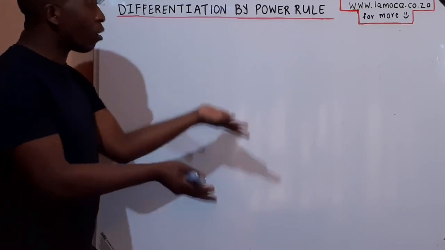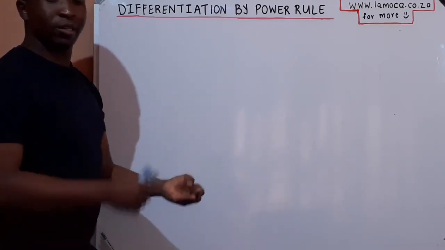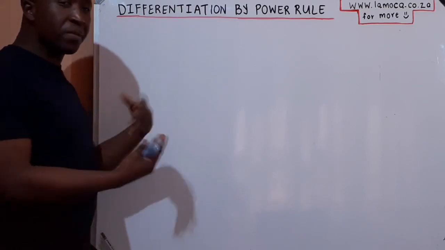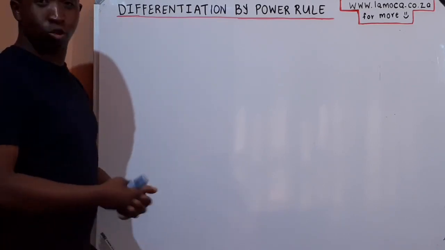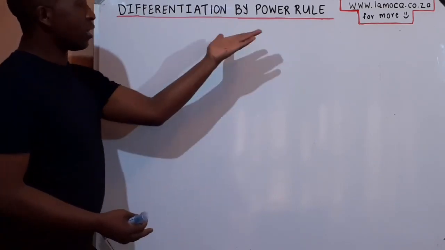The power rule is not the only rule that you can use to find the derivative. There's something called the product rule, there's the quotient rule, there's the chain rule, there are many concepts, but in the context of high school, you only need to know the power rule. So let's see how the power rule works.